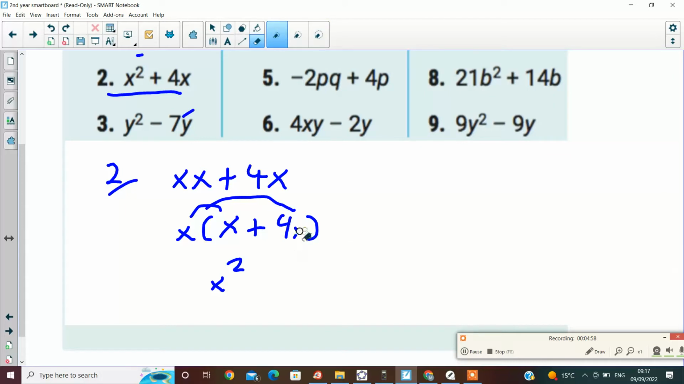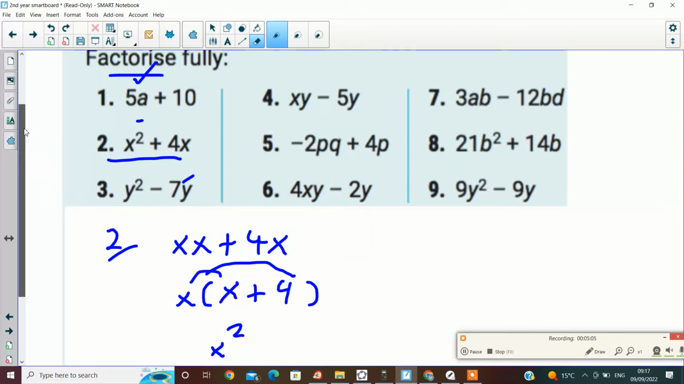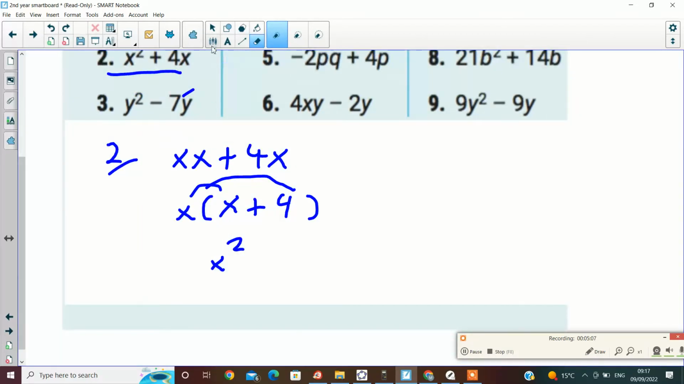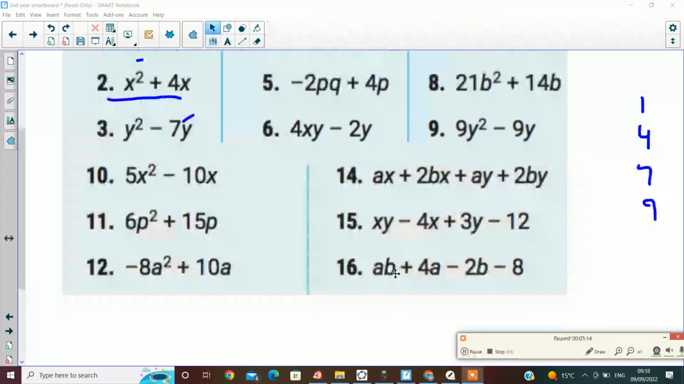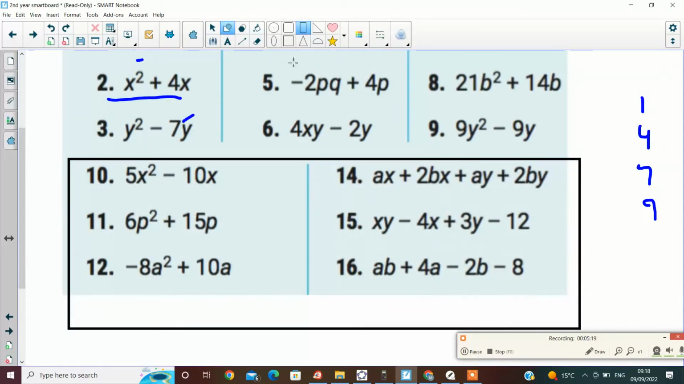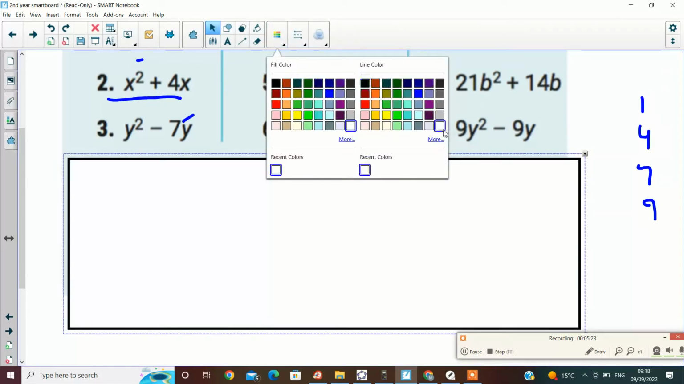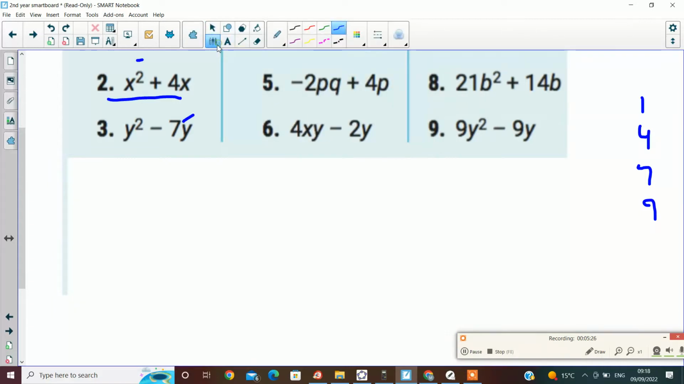Given that I did question 2, can you guys try question 9? 1, 4, 7, and 9. So you guys are doing question 9. No matter what school I end up in or teach in, every single time, this is always an issue. Okay, guys, let me explain it because people want me to explain it. So I'm going to write 9y squared as 9yy. I'm going to write that as 9y.